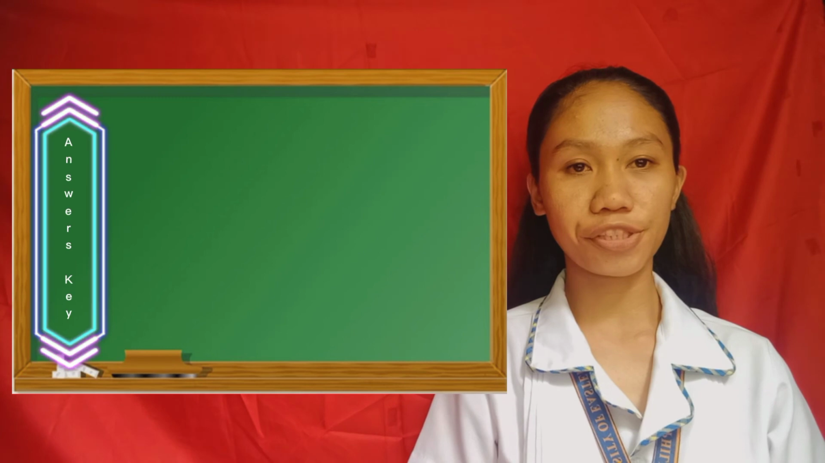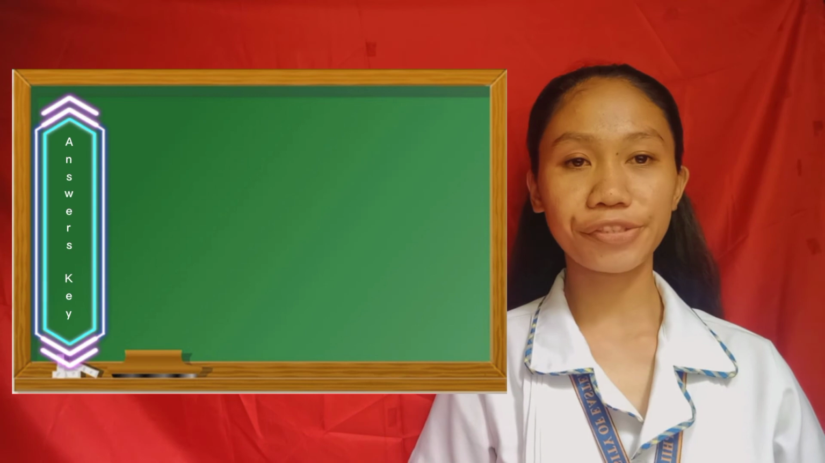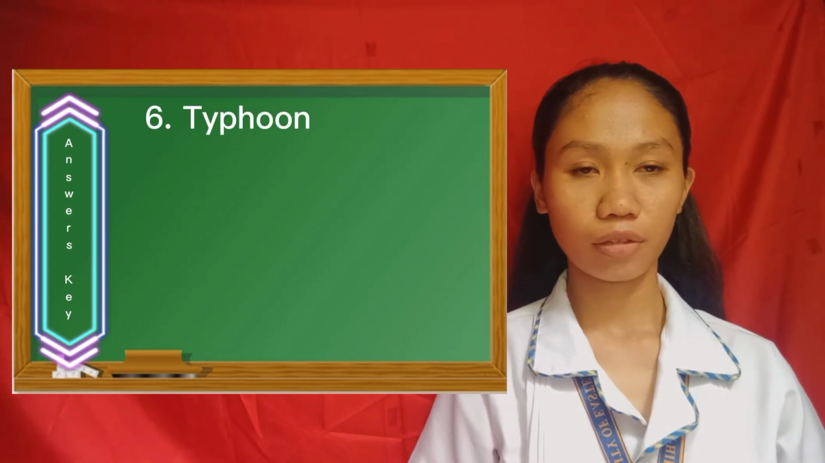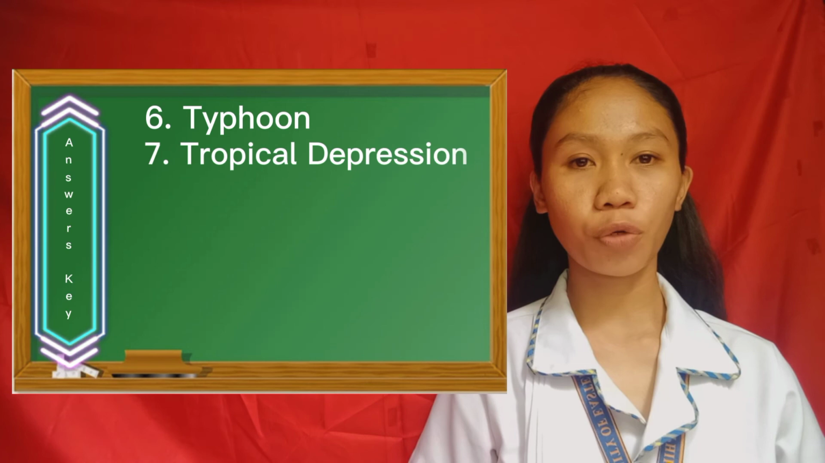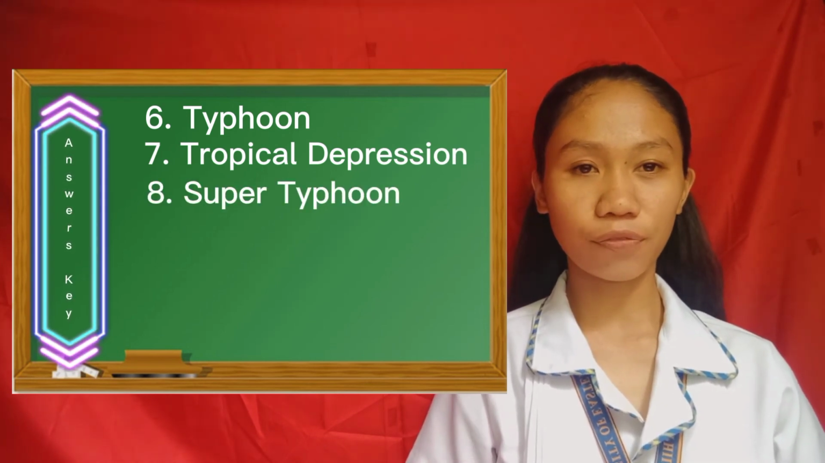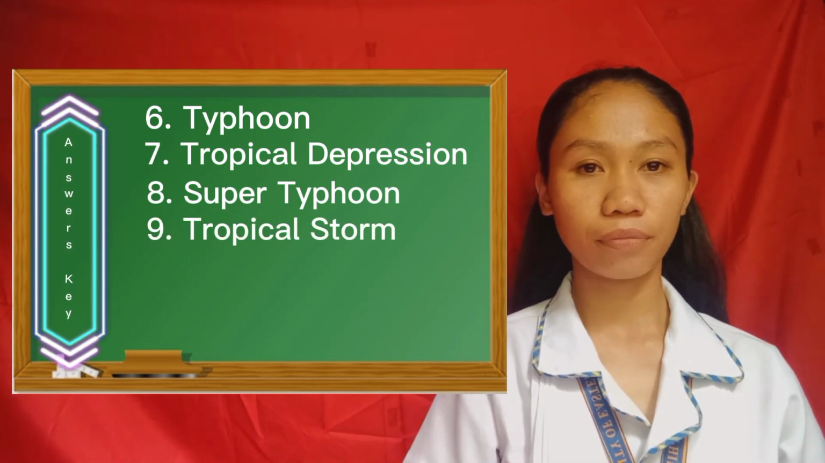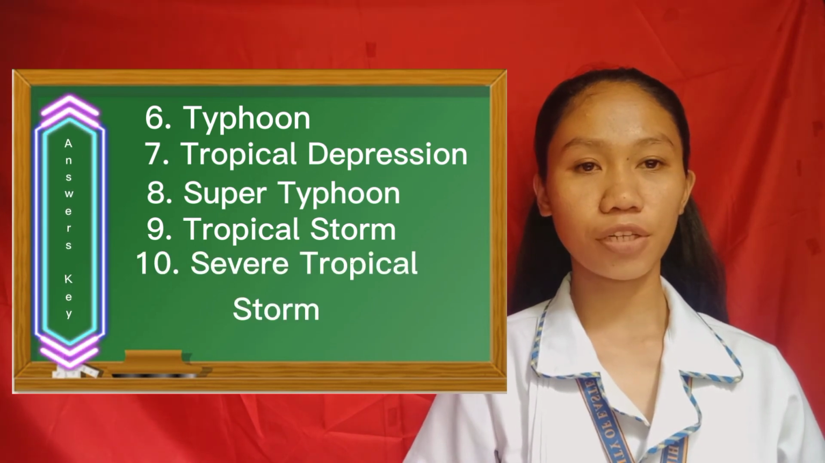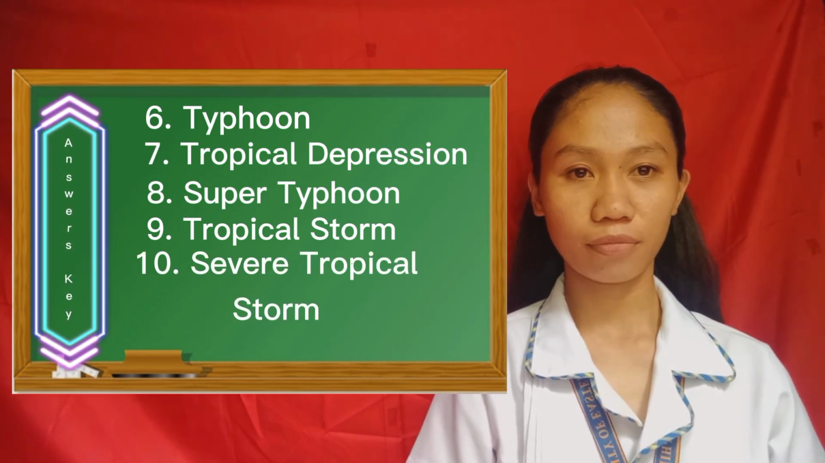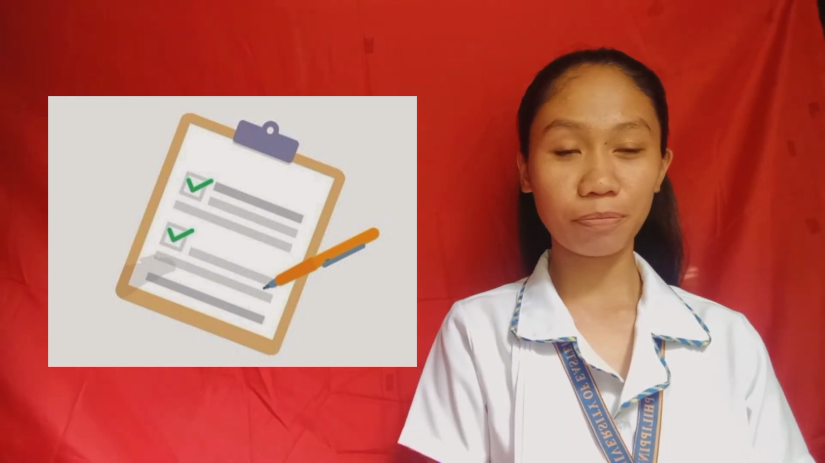For numbers 6 to 10, the correct answers are the following. For number 6, the answer is typhoon. Number 7, tropical depression. Number 8, super typhoon. Number 9, tropical storm. And number 10, severe tropical storm. So class, how many items did you get correctly? I bet perfect.